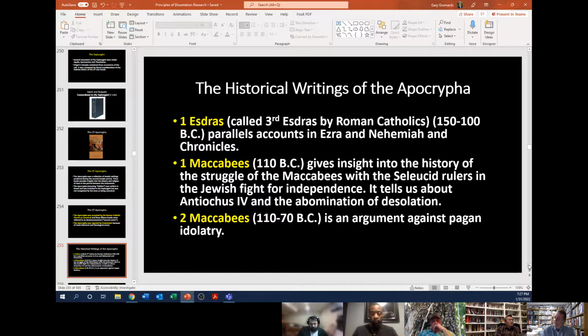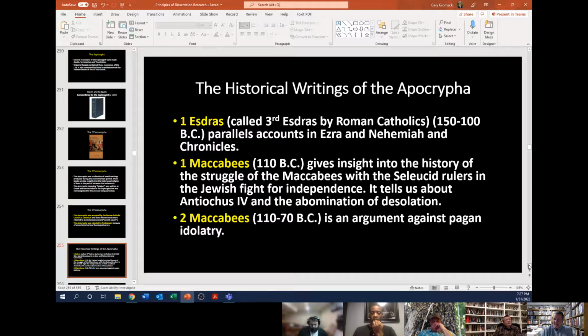So First Esdras, called Third Esdras by the Roman Catholics, has parallel accounts, right, with Ezra, Nehemiah, and Chronicles. So it'd be interesting to see, if you did the study there, in what ways are they parallel? What information has been added or deleted?